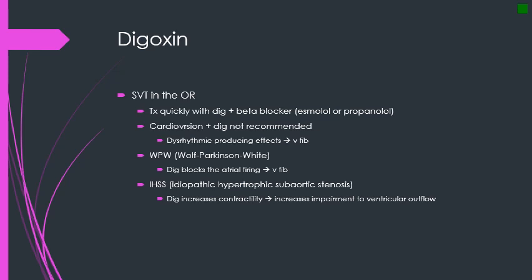Now, patients with idiopathic hypertrophic subaortic stenosis, IHSS, digoxin will increase the contractility of the heart, and what that will do is it will actually increase the obstruction. So it will impair the ventricular outflow. So in your IHSS patients, you don't want to give digoxin because it will cause that subaortic stenosis to become even worse.